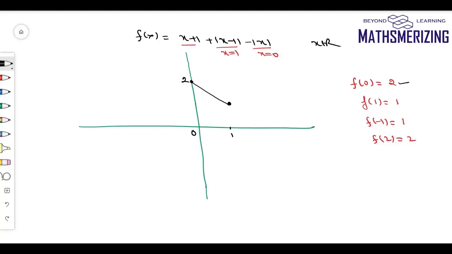I'll take up a point when x is less than 0. So when x is minus 1, y is plus 1. Again, I'll join these two points. And for this interval, when x is greater than plus 1, again, I'll take up a point. Suppose I take x equals 2. I'll again get this value as 2. So when x is 2, y is 2. So again, I'll join these two points. So that's the graph of the given function.